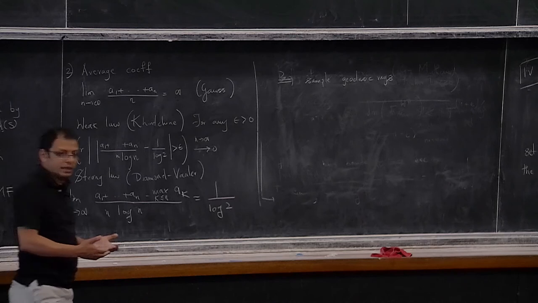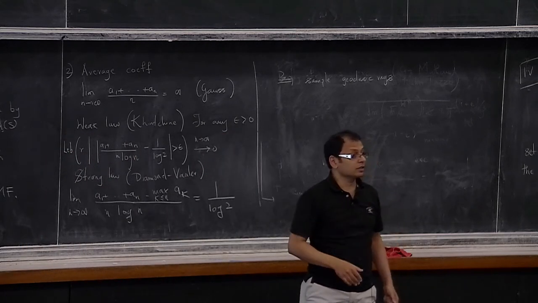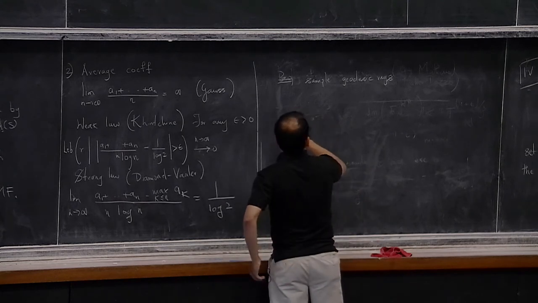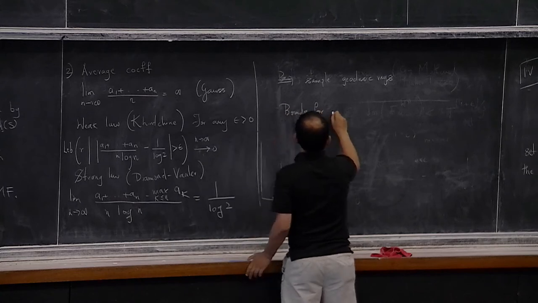And then you could ask the same question: what are the bounds on the maximal excursion? With work in progress with Joseph Maher, we show, again, bounds for maximal excursion.